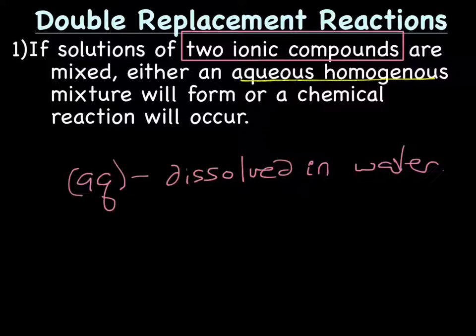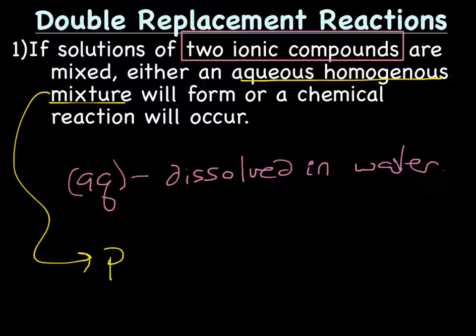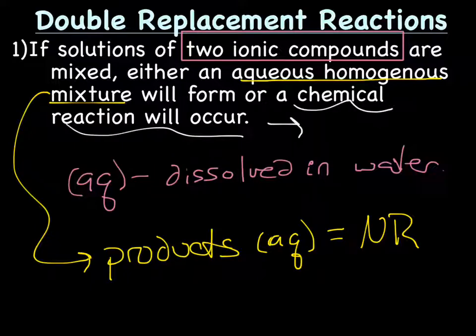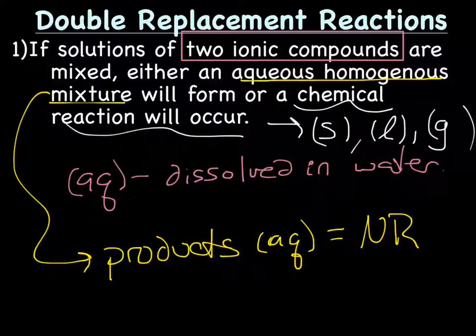First of all, you could get an aqueous homogeneous mixture. That means your products are all going to be aqueous, AQ, which means basically there isn't a reaction. They're just ions floating around. Nothing really happened. Or you'll get a chemical reaction. When you have a chemical reaction, you can produce a solid, a liquid, or a gas. More on that as we proceed.